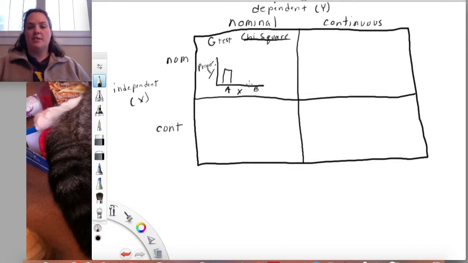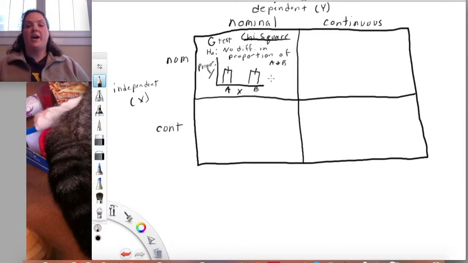So our null hypothesis tells us that, let me write it out here for you, H sub O, null hypothesis, there's no difference in the proportions of group A and B. So no difference in proportion of A and B. And we do this when we have two variables, a dependent and an independent, that are both nominal, so they're both categories. Okay? And we'll go through these tests in more detail later on in videos.